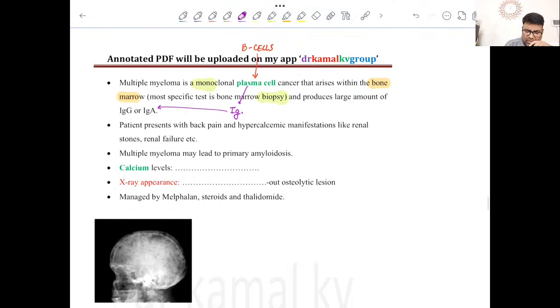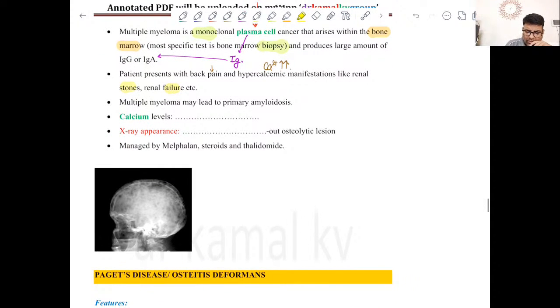Now clinically, a patient comes to us with low back pain, calcium levels are raised, so hypercalcemia. It can manifest as renal stones or renal failure, and there is formation of primary type of amyloidosis, and if you remember, AL protein, right? So this is primary amyloidosis.